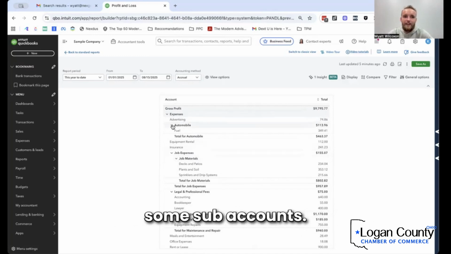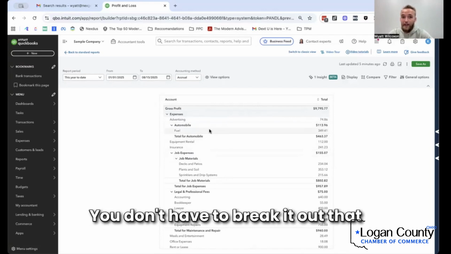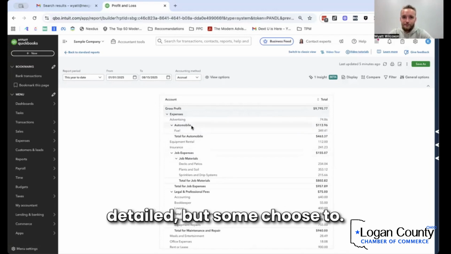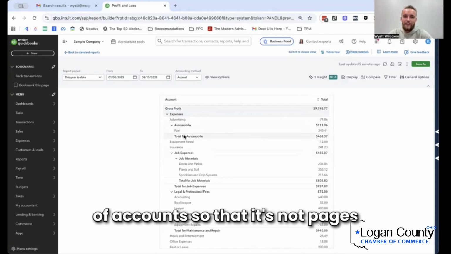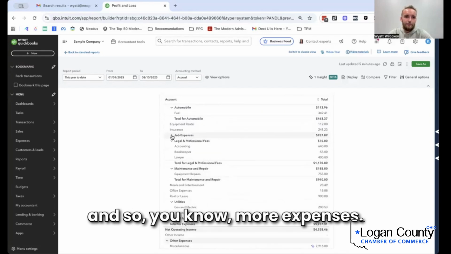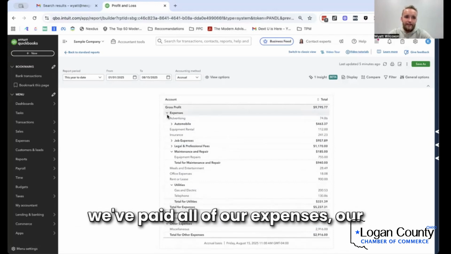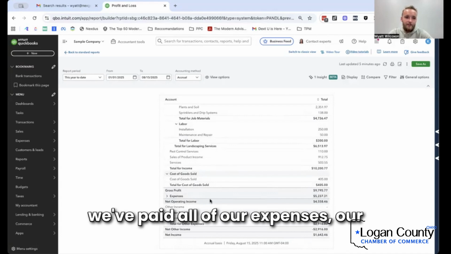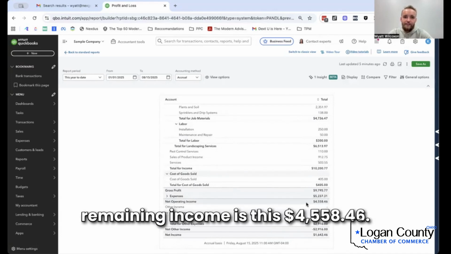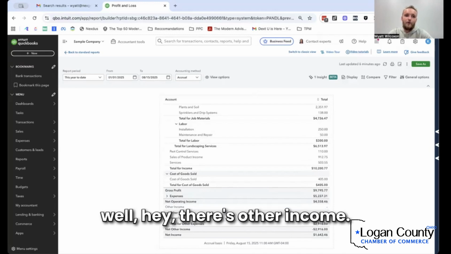Looking here, they have some sub-accounts, automobiles. You can have fuel, repairs, whatever you would need. You don't have to break it out that detailed, but some choose to. We recommend a simpler chart of accounts so that it's not pages and pages of unnecessary data. And so, more expenses. And then once we get down here, after we've paid all of our expenses, our remaining income is this $4,558.46.